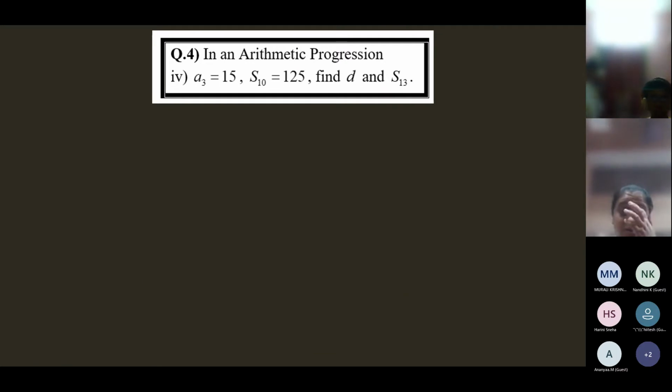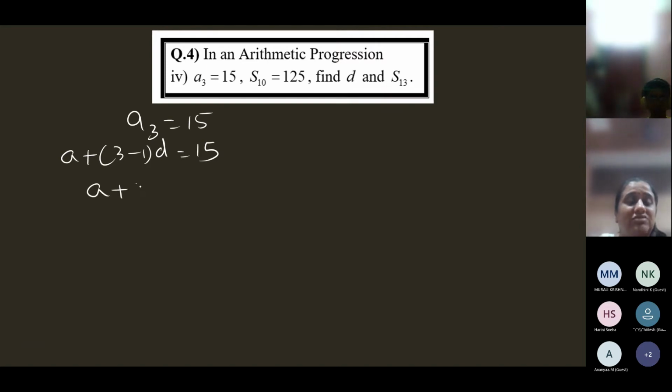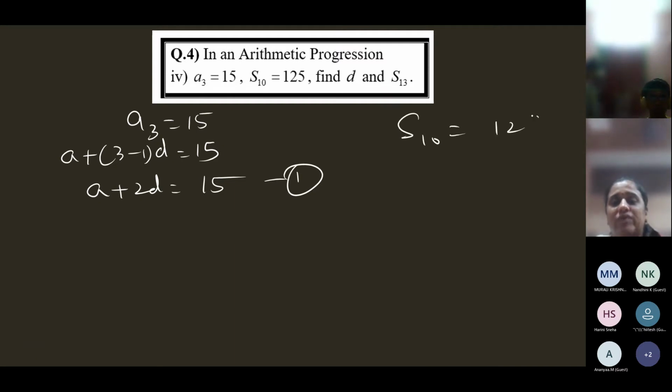Now here, children, see, A3 is equal to 15. That means A plus (3 minus 1) into D is equal to 15, or A plus 2D is equal to 15, which is a linear equation in A and D. Then we have S10 is equal to 125.